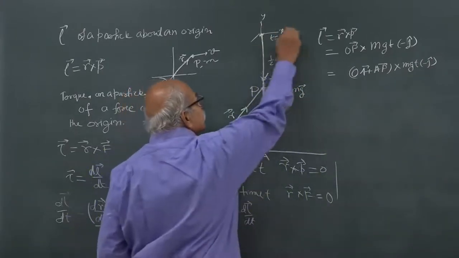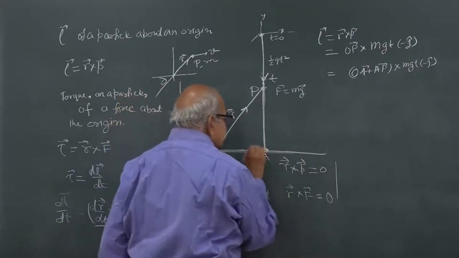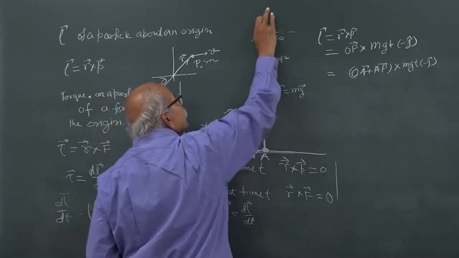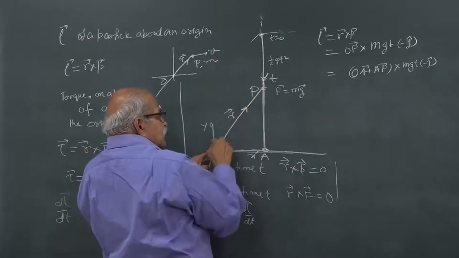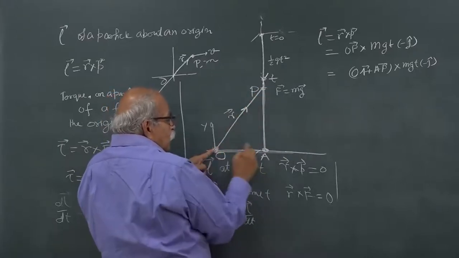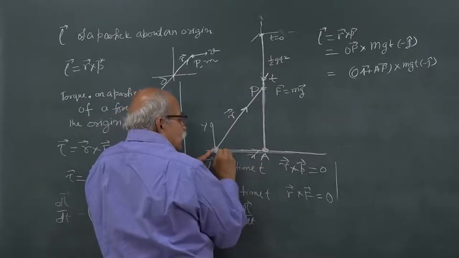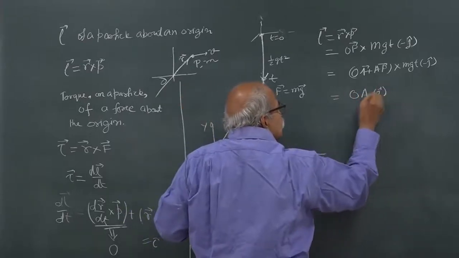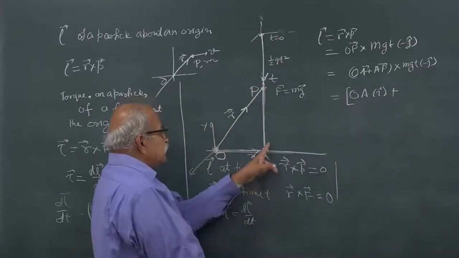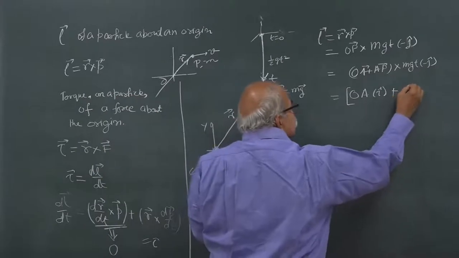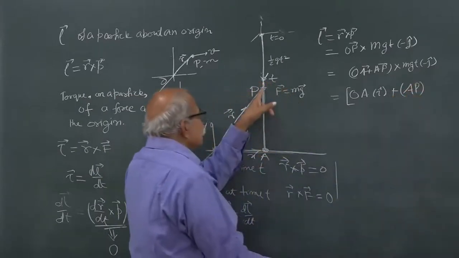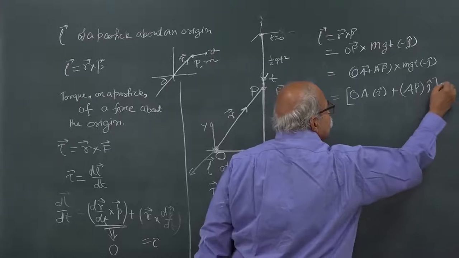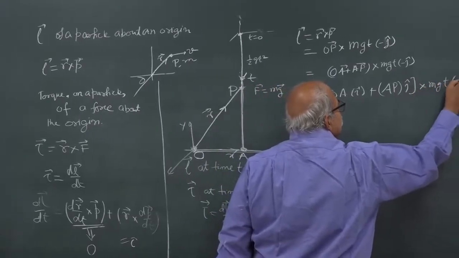So, let's take the origin here, and this is our x direction, this is our y direction, and the z direction is here. So, this is the origin, this is the OP vector, which I am writing as OA plus AP. OA is some distance, so this is OA times i cap, plus AP, which is AP times j cap, and cross mgt minus j cap.